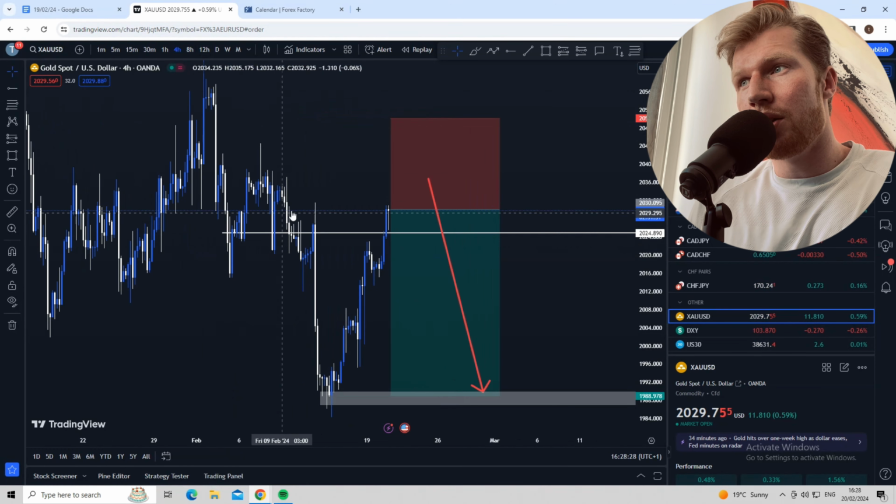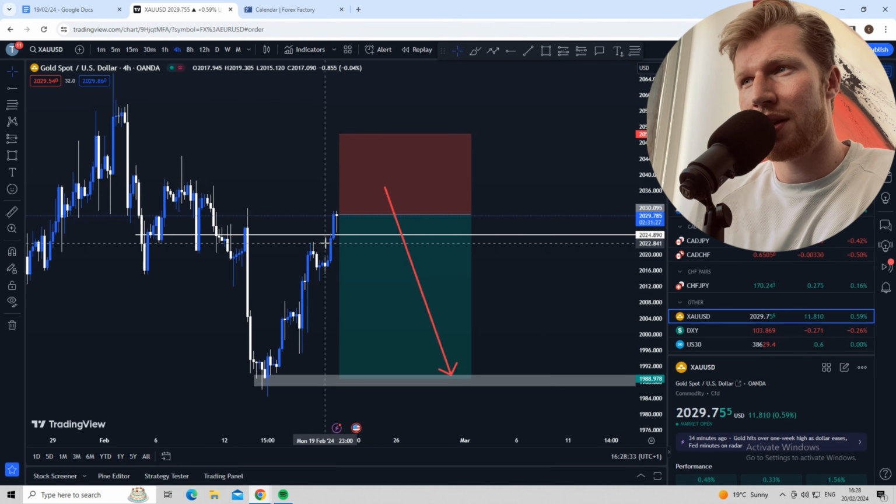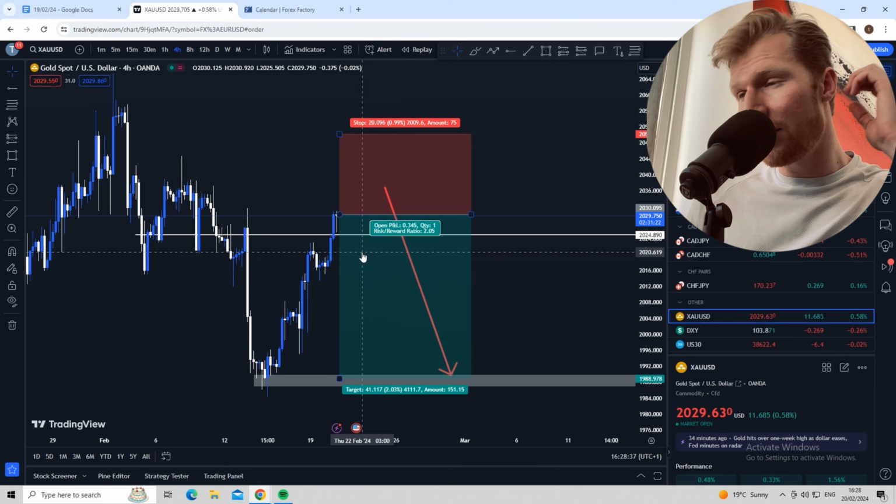And then I look at the technicals. I wait for price to come into areas of interest. And then I look for confirmations. And it's as simple as that.